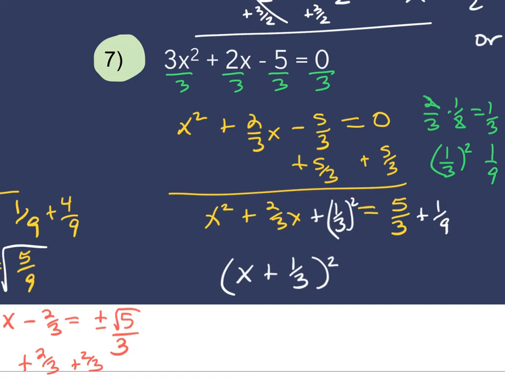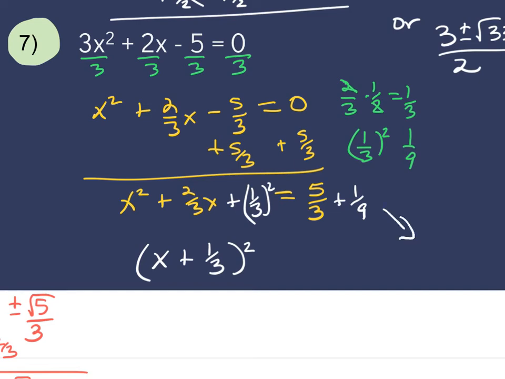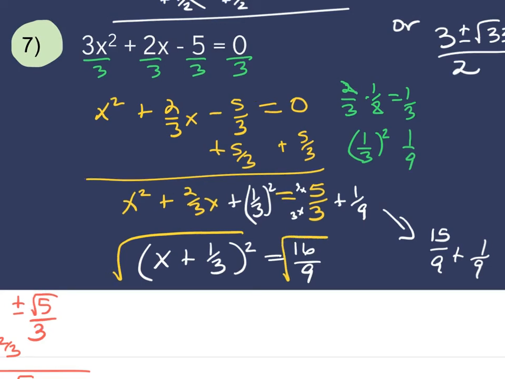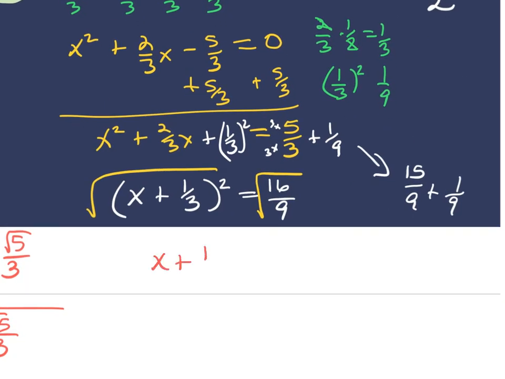I need to find a common denominator between my 3 and 9 here. So it's going to be a 9. So I'm timesing this by a 3 and this by a 3. So I get 15 over 9. So 15 plus 1 is 16. Apply the square root method. And now I have x plus 1/3 is equal to plus and minus 4 over 3.